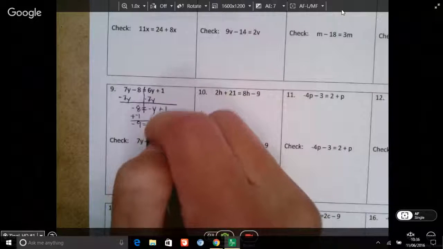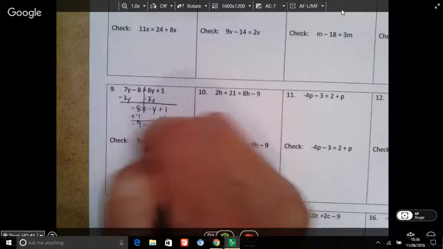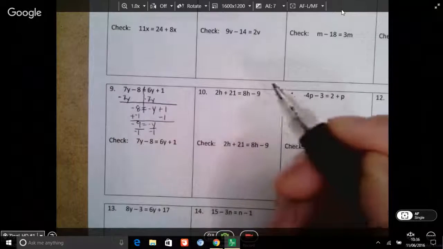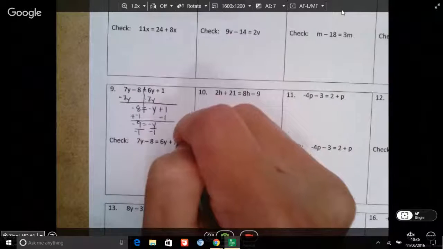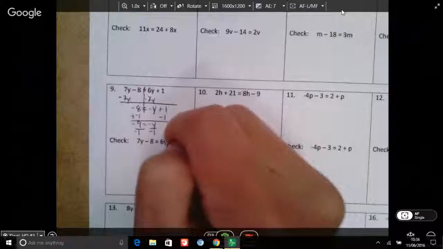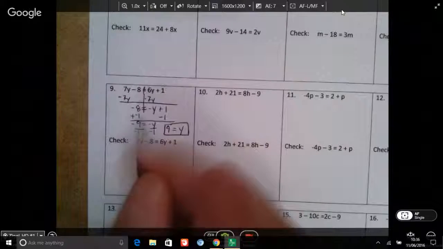Remember, this was a negative 1, right? So I'm going to divide by negative 1 on both sides. Negative 1y divided by negative 1 is a positive y. Negative 9 divided by negative 1 is a positive 9. So 9 is my answer.